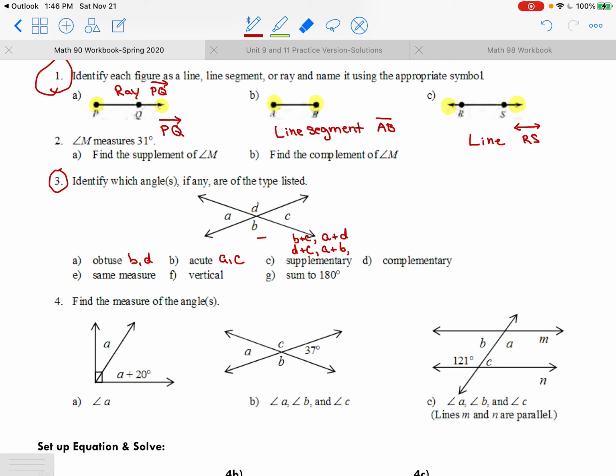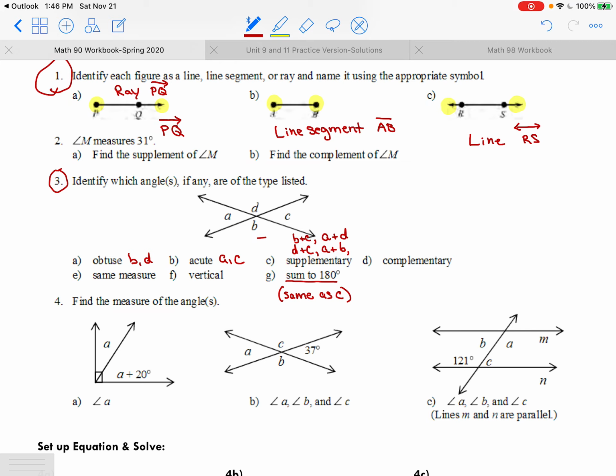Now I want you guys to see down here in G, I'm just going to go down here real quick. It's asking for angles that sum to 180. Well, we already did that here, so I can just say same as C.